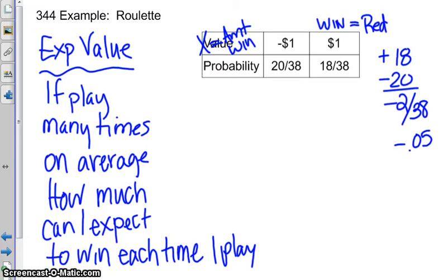But that's just 38. And again, remember, that's a short run. We need to have a long run many times. But if I kept playing and playing, I would expect it to balance out, that each of those spots came out about the same number of times. What this means is on average, I lose 5 cents every time I play.